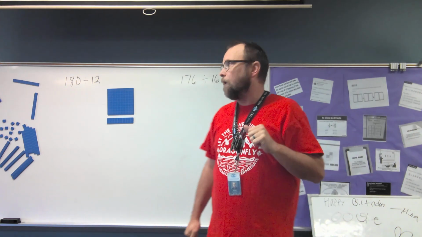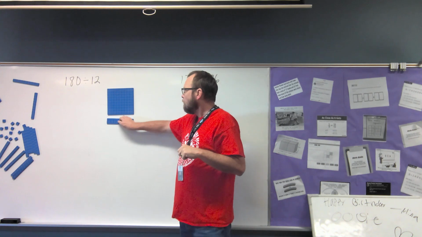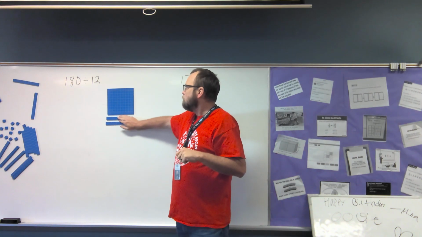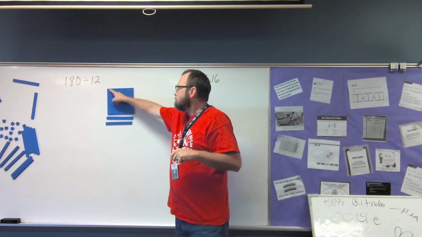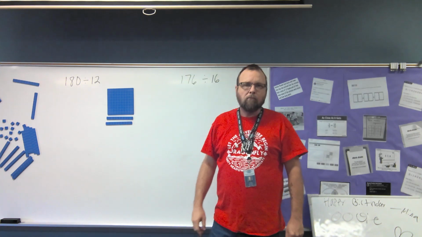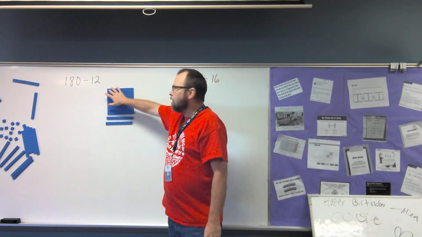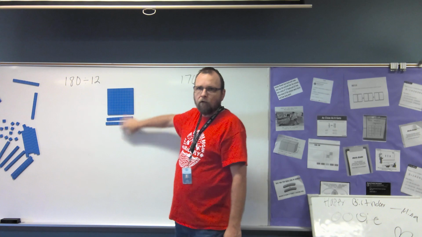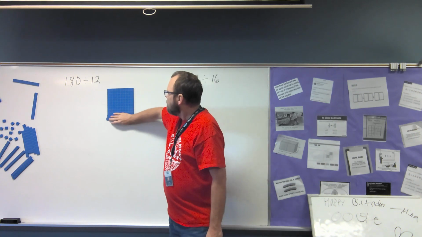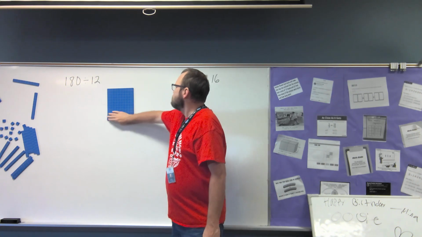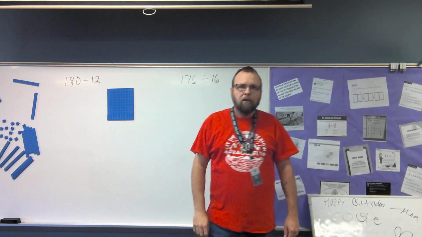180 divided by 12. So 12 is how many is going to be in each row, because we're dividing it into groups of 12. Each group is a column.